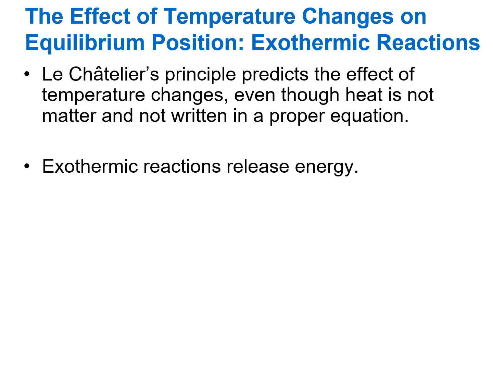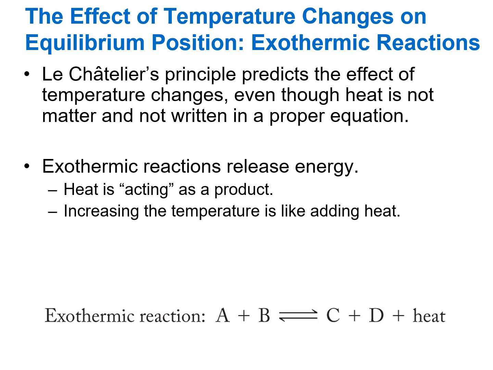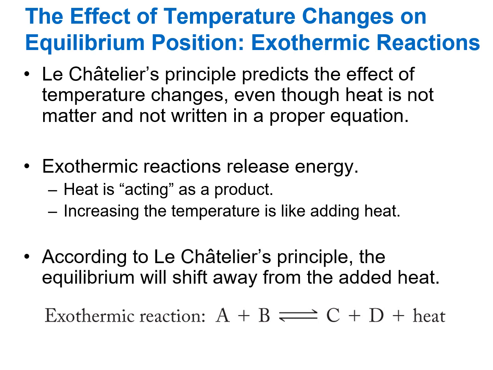So we can think of an exothermic reaction as one that releases heat, and because of that, we could think of the heat as part of the products. And we would say that heat is acting as a product, and that increasing the temperature is very much like adding heat to the equation. And according to Le Chatelier's principle, the equilibrium in this scenario in an exothermic reaction would actually shift away from the added heat.